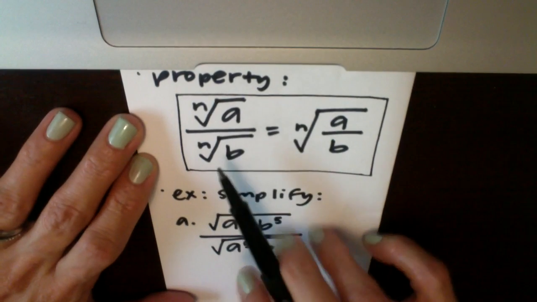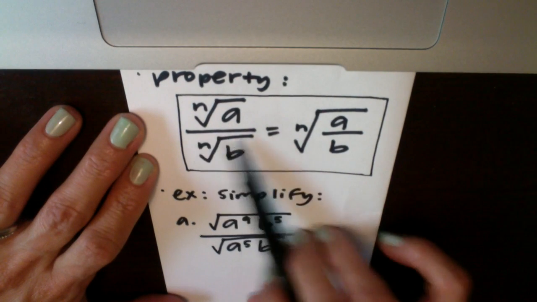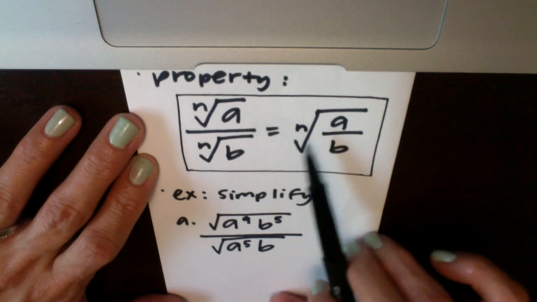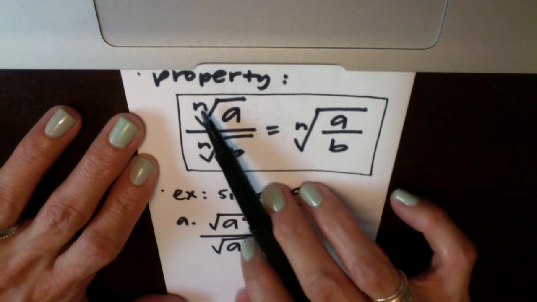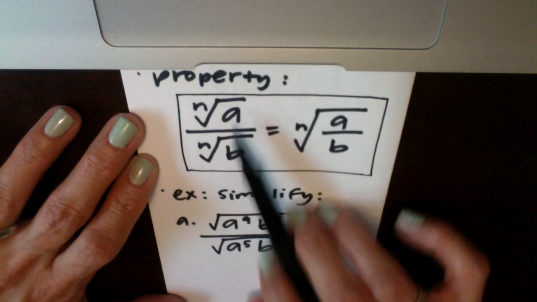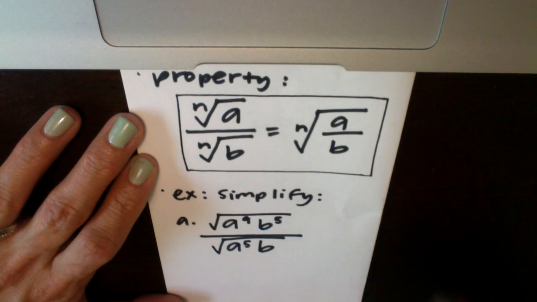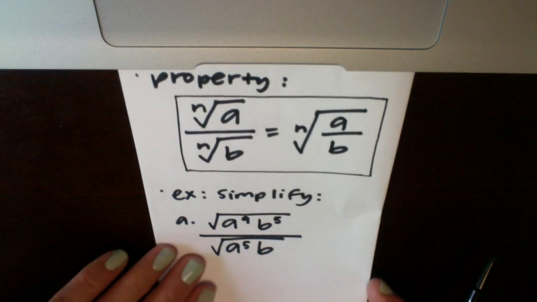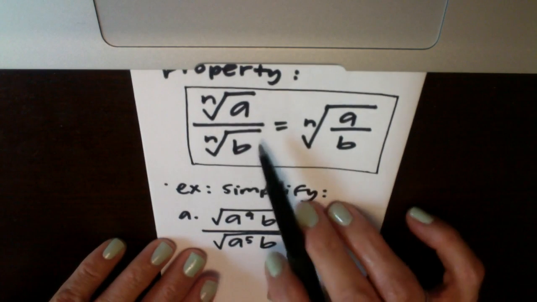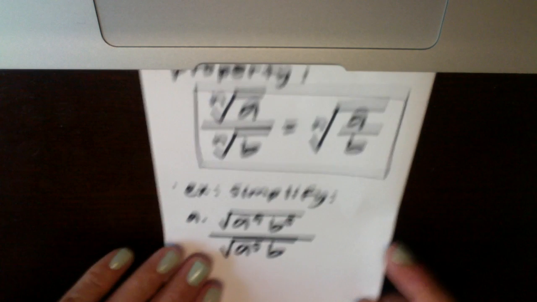This last property says the nth root of a over the nth root of b equals the nth root of a over b. So as long as these are the same roots, even though they're different base numbers, you can rewrite it as one big fraction with that root on the outside. So we're going to use that property on these examples.